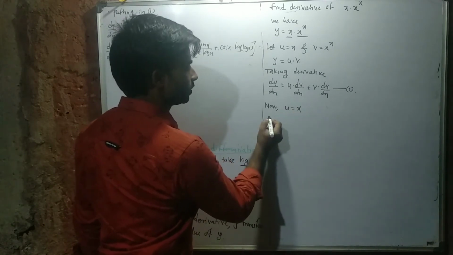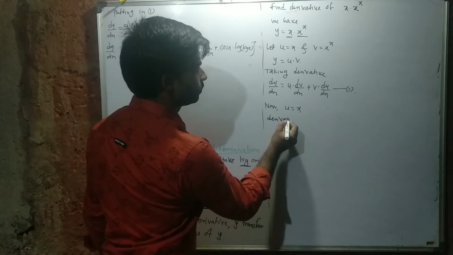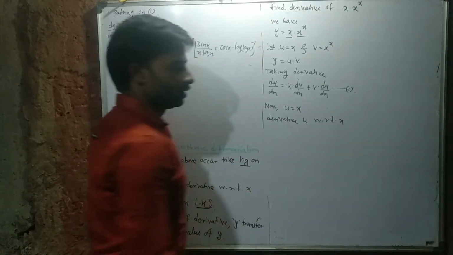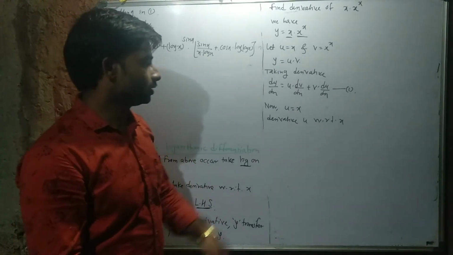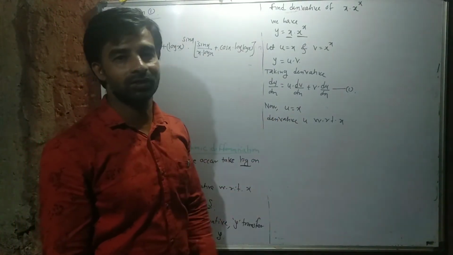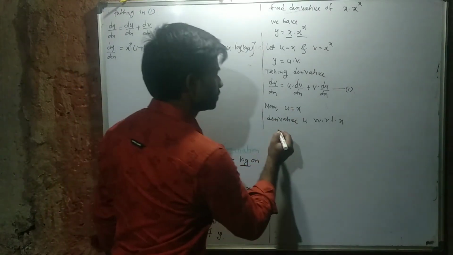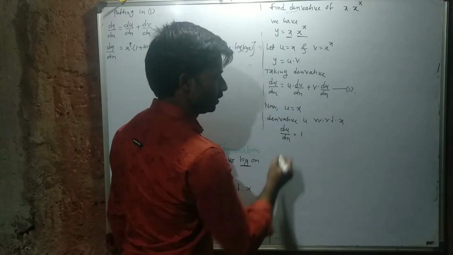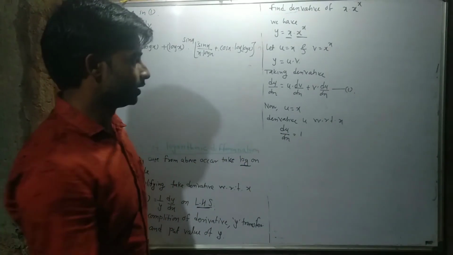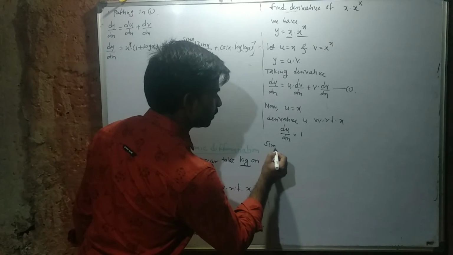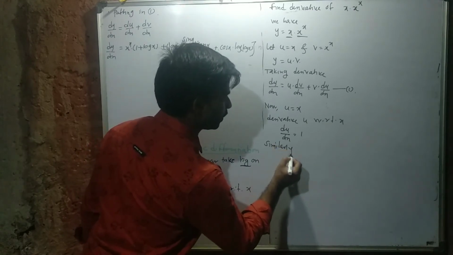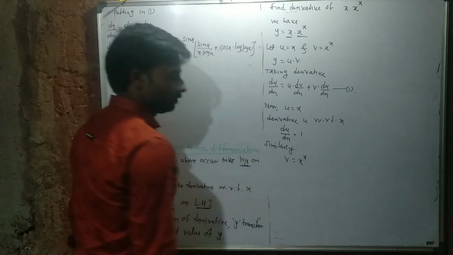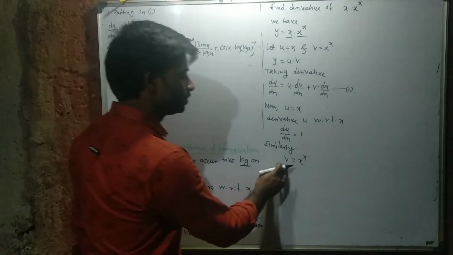U is equal to x, then the derivative of u with respect to x is here. It doesn't require any logarithm because it is a single function and it is one standard function. That means the derivative of x is nothing but 1, du by dx is equal to 1, and this is du by dx completed. Similarly you can find out the derivative of v is equal to x raised to x. And once again you have to consider v is equal to x raised to x.